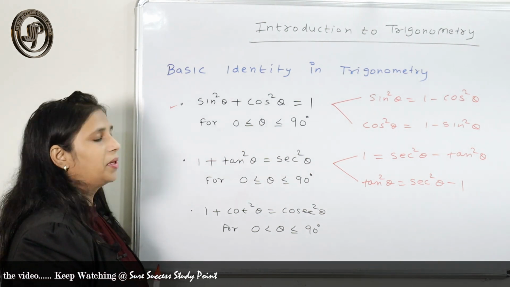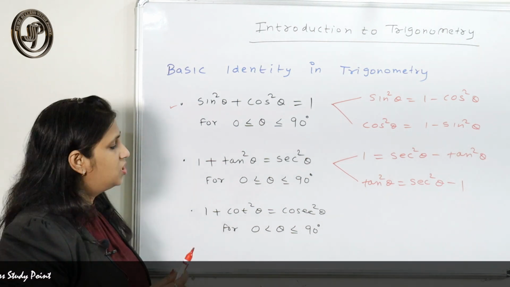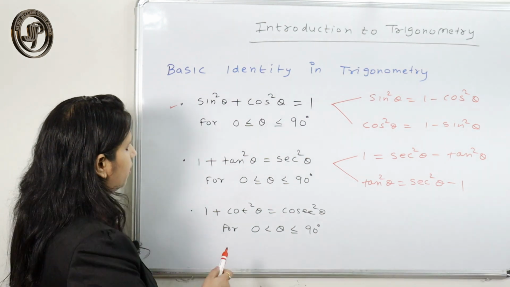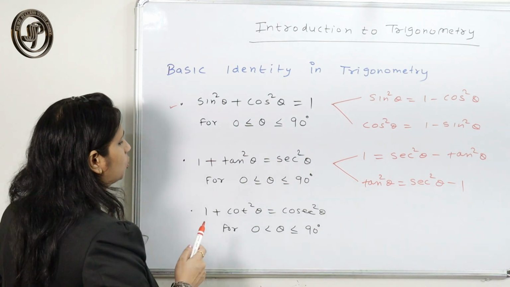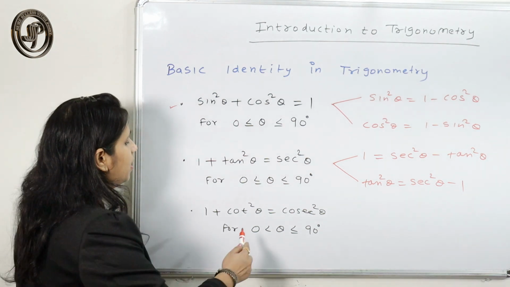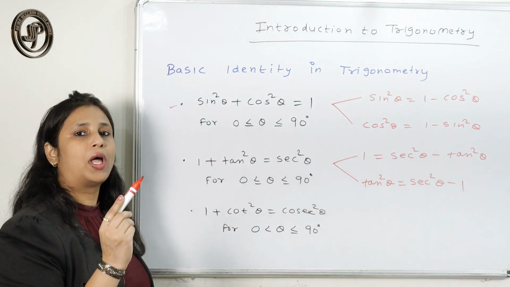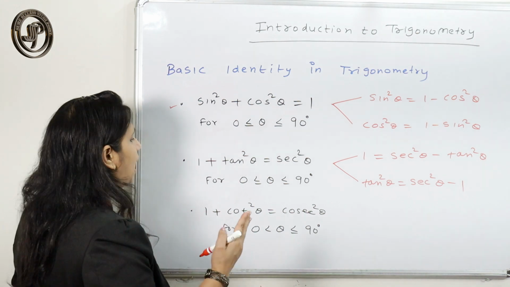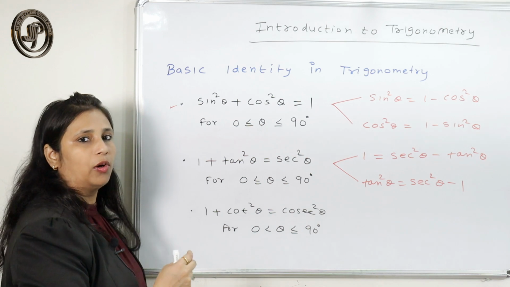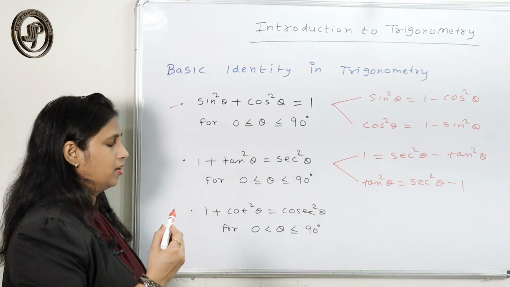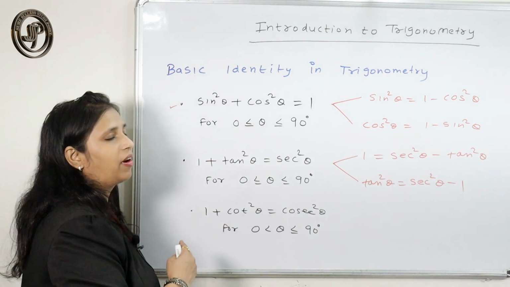So 1 plus cot square theta equals cosec square theta. Here theta lies between 0 to 90 degrees, where theta should not be equal to 0 degrees, because cot and cosec are not defined at theta equals 0 degrees. That I will explain later when I explain the various angles on which the values are defined or not, or we will talk about the different values with different angles.